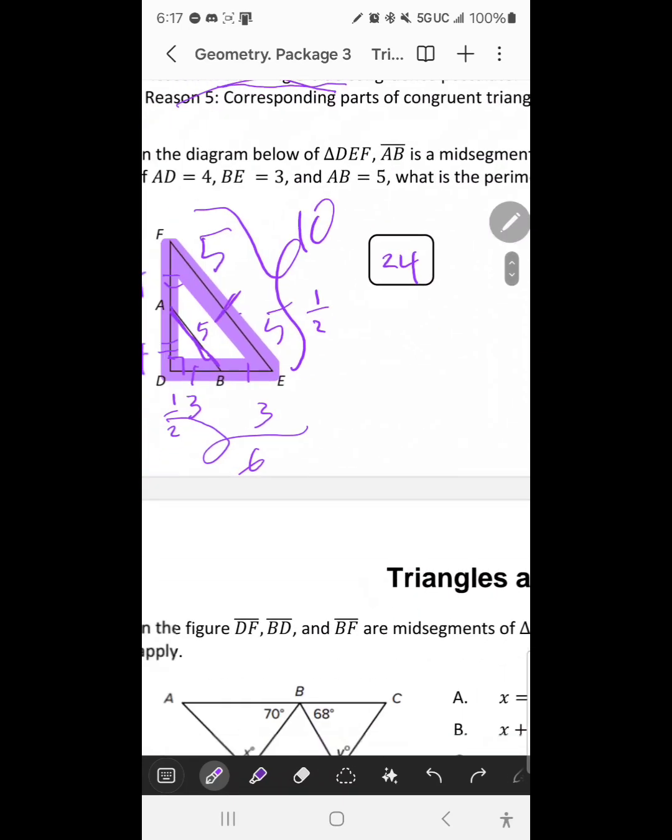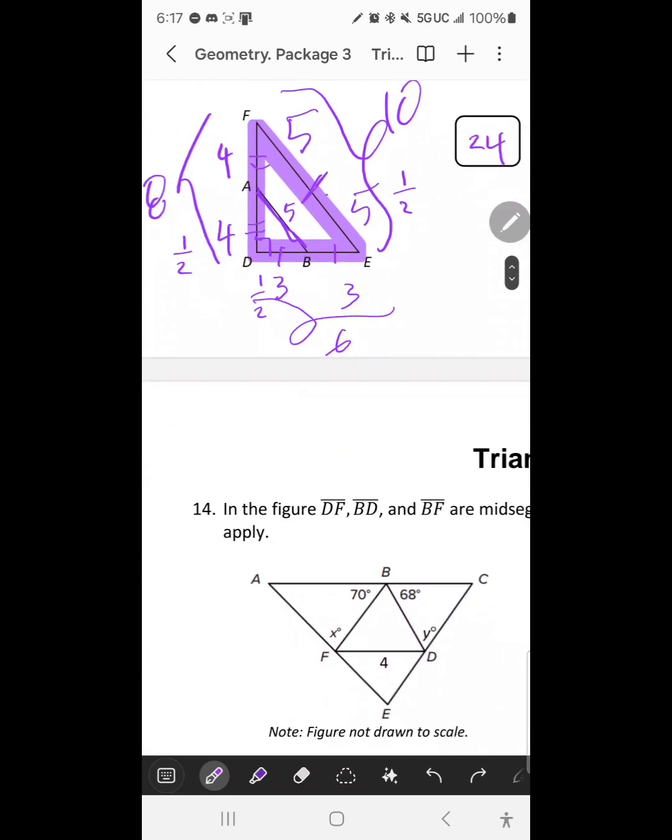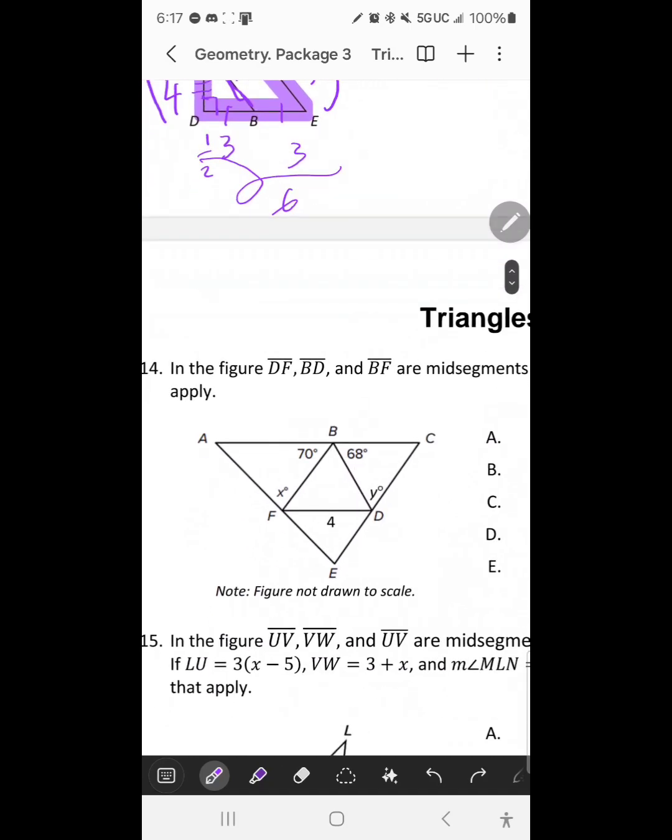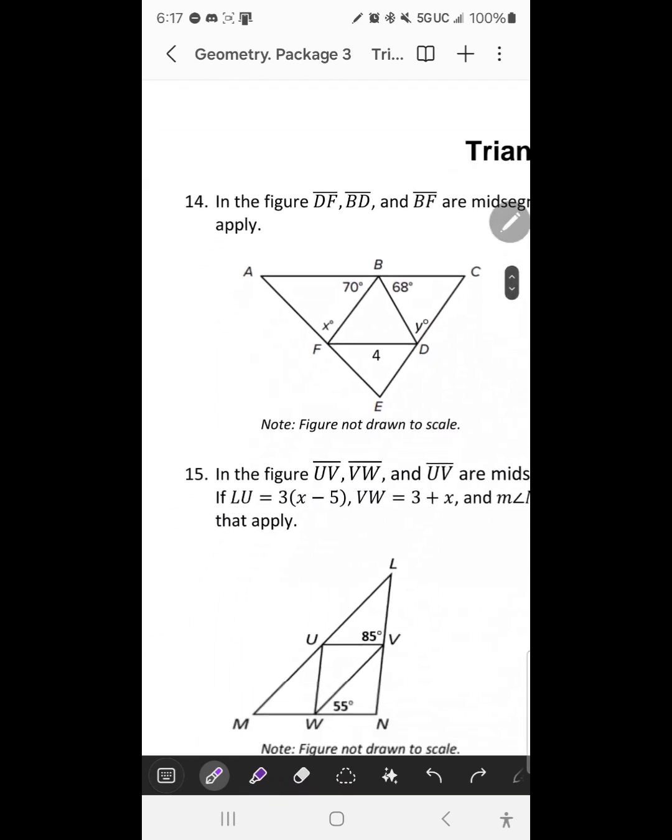It doesn't matter, it depends on what you better understand.